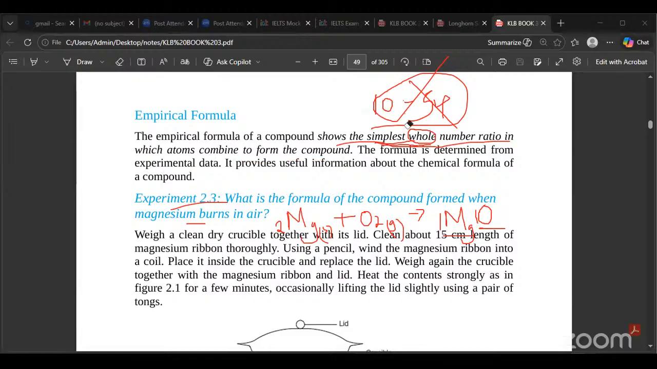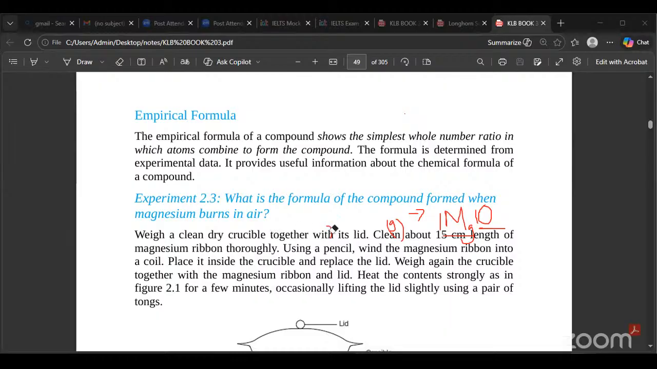Now, I'm saying the empirical formula is based on experimental data. So most of the time, you might find that you don't get a whole number, but we do not allow you not to use the whole number. If you get, for example, 0.99999 something, that one you round off.